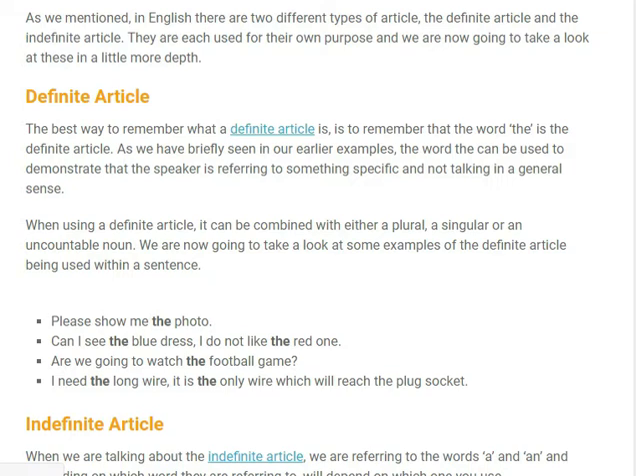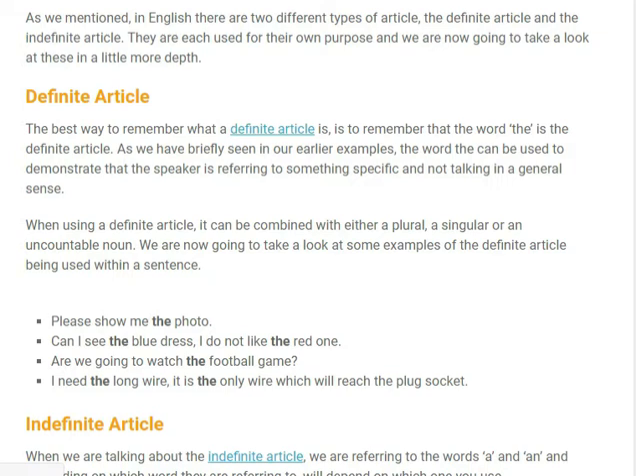So when we want to specify, we use the. When using a definite article, it can be combined with either a plural, a singular, or an uncountable noun. We are now going to take a look at some examples, of course, of the definite article being used within a sentence. Please show me the photo.